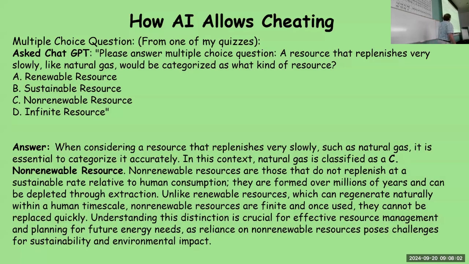I'm not going to read the whole thing, but I want to show you this part in bold. It got it right. Natural gas is classified as a non-renewable resource. In fact, I put every single question from my quiz to ChatGPT and it got them all right. So that's good for the AI.